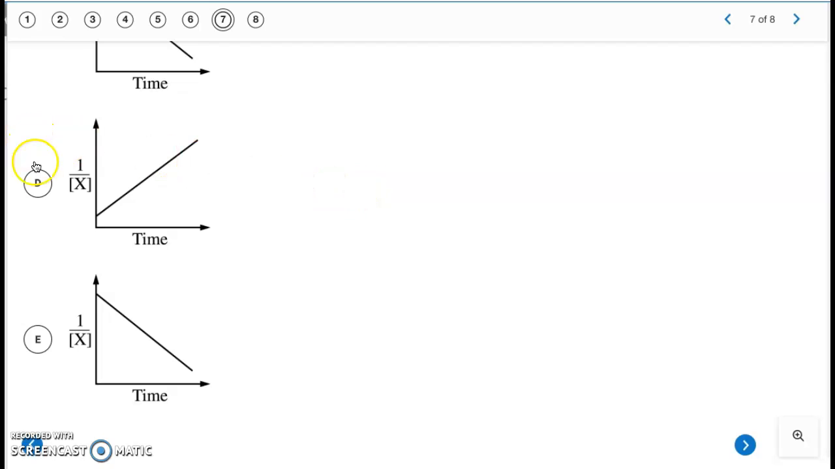So that means it has to be D or E. So 1 over the concentration versus time gives you a straight line. Now the difference between this, in D we have a positive slope, and E we have a negative slope. So the other part with this is for a second order integrated rate law, the slope of the graph is going to be equal to k. And k has to be a positive number, so we have to have a positive slope. So we want 1 over the concentration versus time to be a straight line graph, and we want the slope to be positive because that represents k, and k is always a positive number, so it's D for number 7.